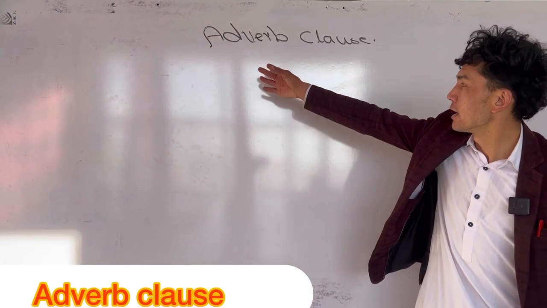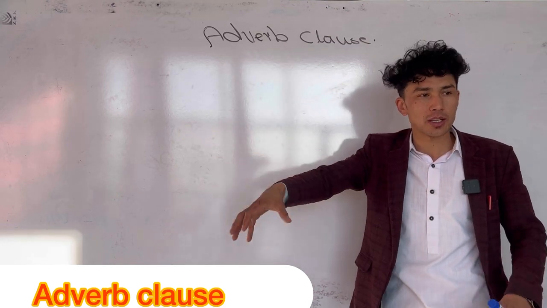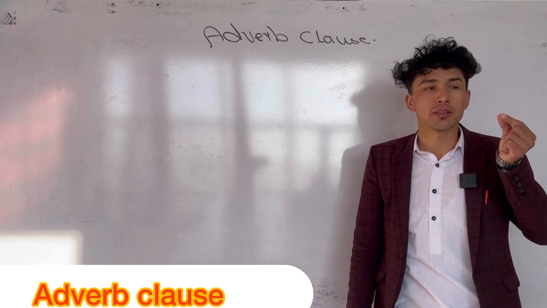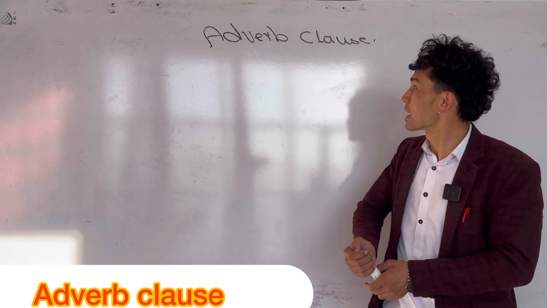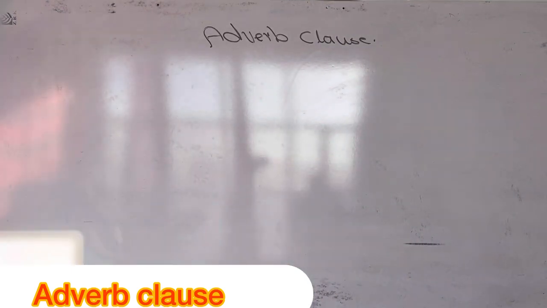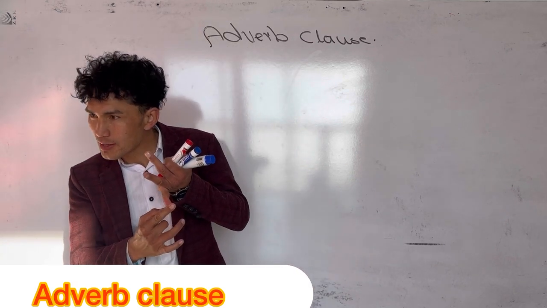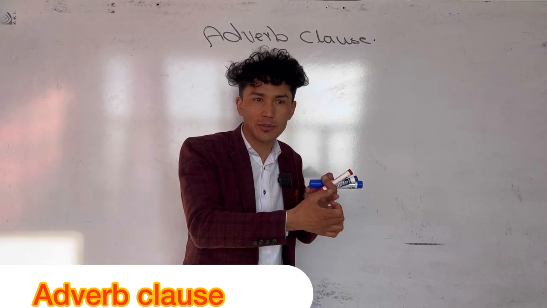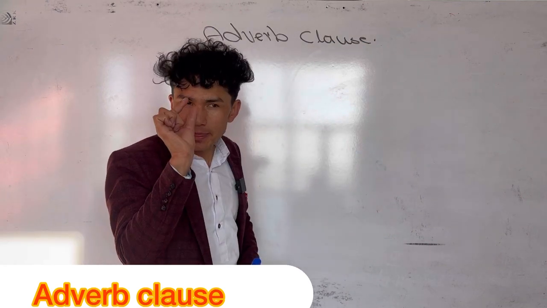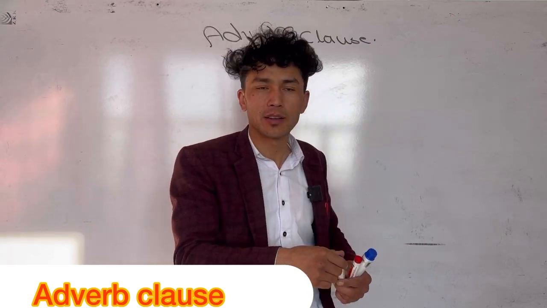Adverb class is speaking of a class. Class is a group of words which has both subject and verb, sometimes can give a complete thought and sometimes cannot. But adverb class is the type of class which cannot stand alone. Did you understand? Adverb class is a dependent class. As you know, dependent class is divided into three categories or sections. The first one was noun class, the second was adjective class, and the third is adverb class.